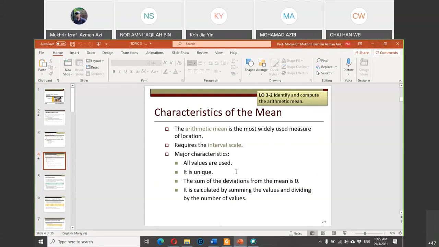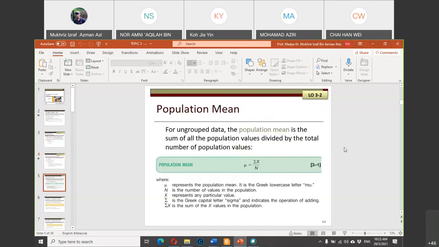I think the word average or mean is very close to our day-to-day life. You apply this concept whether you realize it or not. The same goes for your CGPA, your pointer, which is basically the mean. It is the total grades that you get for the semester divided by the number of credit hours that you take. So your CGPA is basically using the mean concept as well.